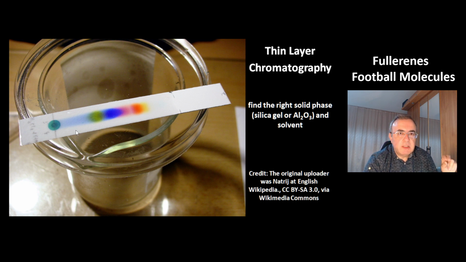Then you take one small drop from your mixture and drop it here at about 1.5 centimeter distance. Then you put the paper into the beaker, cover the beaker, wait about 7 minutes. The solvent will slowly creep up here. And the different components will be transported at different speeds. And you want something like in this picture, where you have a nice separation. And if you find the right combination of solid phase and solvent that works, this is a thin layer chromatogram, then it will also work in a column chromatography.